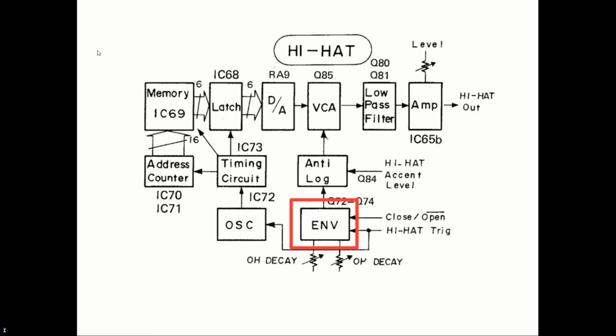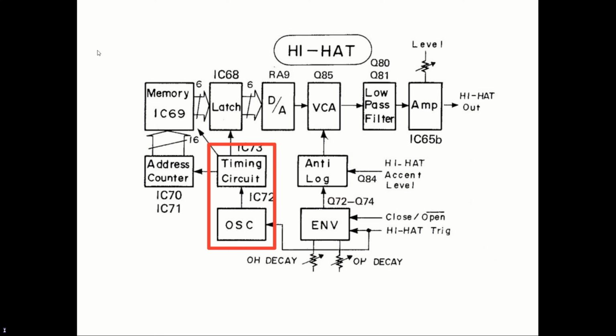If we start at the input section, we have the trigger and the open-close selection inputs that control the envelope generator. There are two pots to control the decay of open and closed hi-hat, respectively. The labeling in the diagram is a little bit weird, but never mind. There is also a signal that is routed to the oscillator and the timing circuit, so we will get back to that one later.